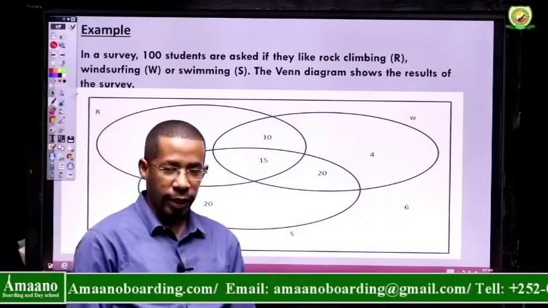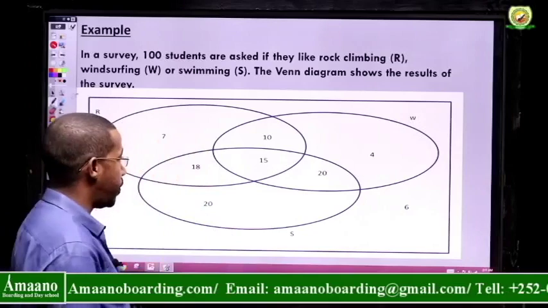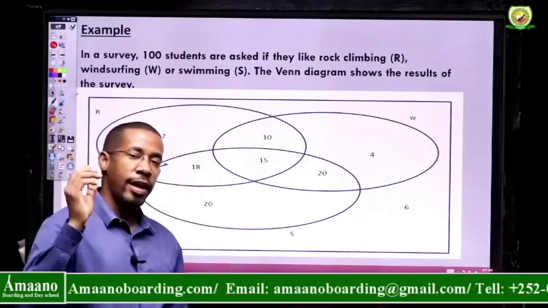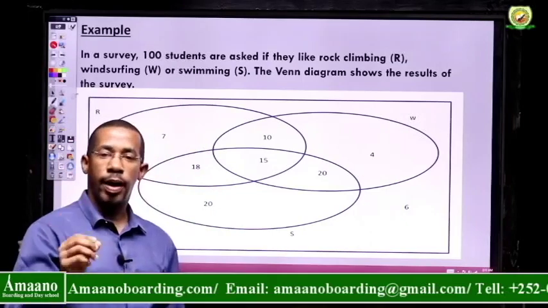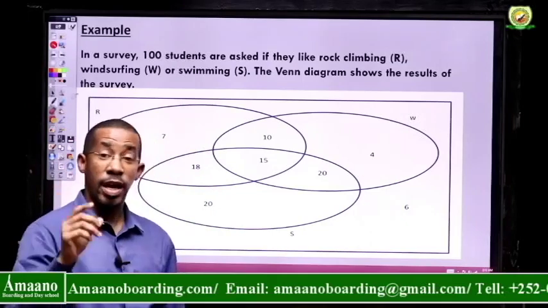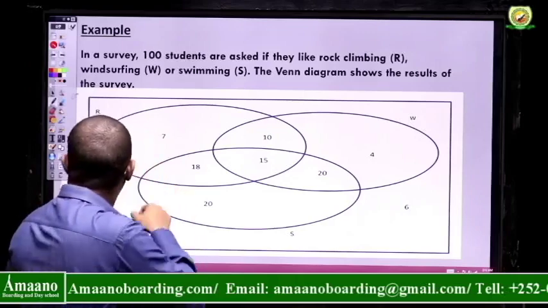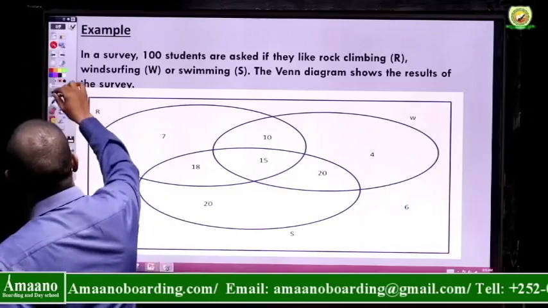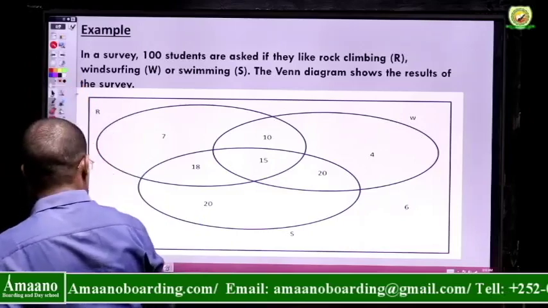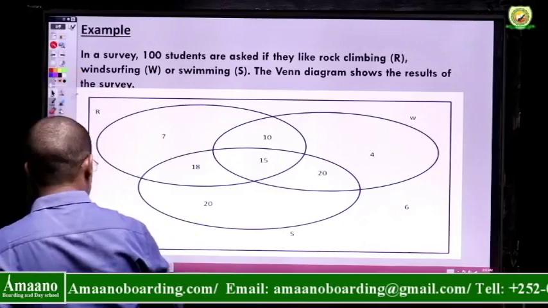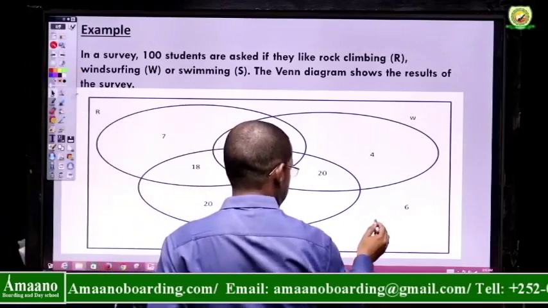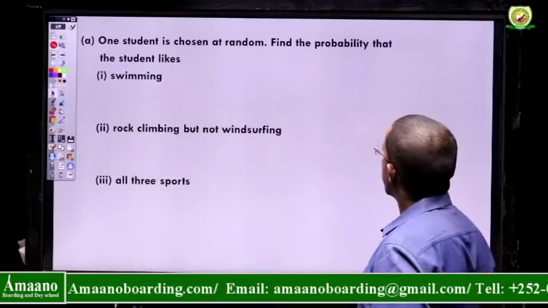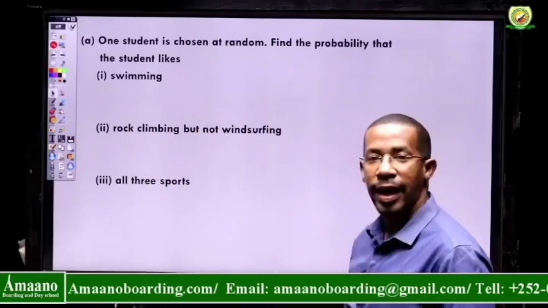In so doing, we always have to keep in mind that when you need the probability of an event, you have to divide the number of desired events by the total, or the number in the sample space. Using this Venn diagram, we can try to answer some of the questions that follow. A student is chosen at random. Find the probability that the student likes swimming.